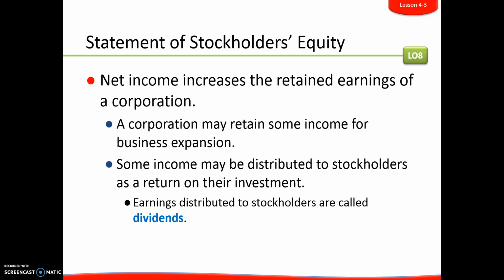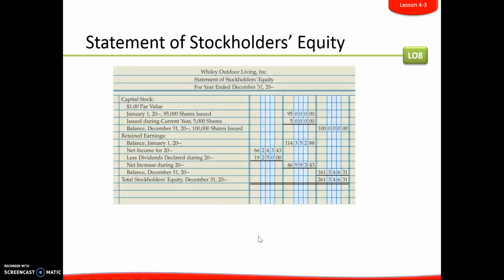Net income, remember, is going to increase our retained earnings for a corporation. A corporation sometimes retains earnings for business expansion, and sometimes they may distribute some of their income to stockholders as a return on their investment. Remember, that is what we refer to as dividends. So dividends also occur in our statement of stockholders' equity. So here's what that looks like.